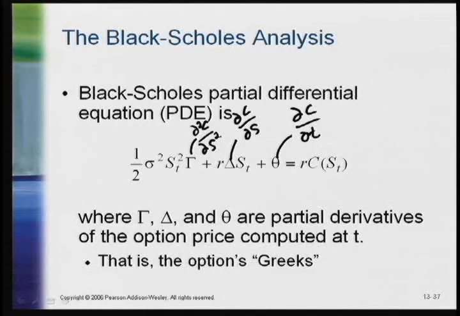Namely, this equation says that at every point in time, if you calculated these three derivatives of the price function C and inserted all these other r and S and sigma, you would have to get r times the price C.